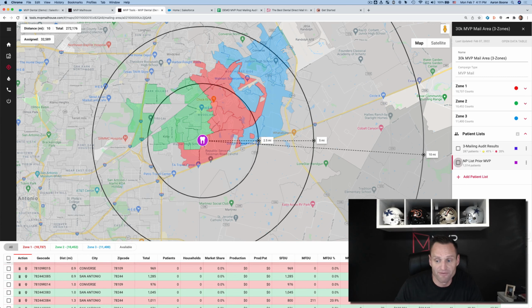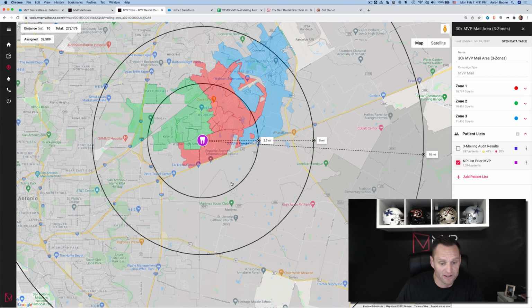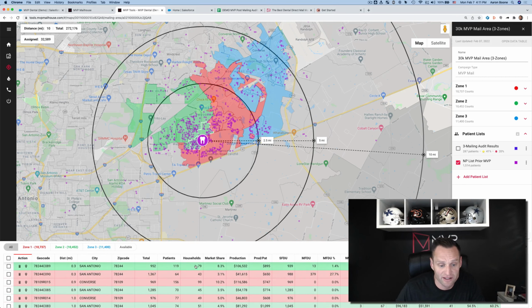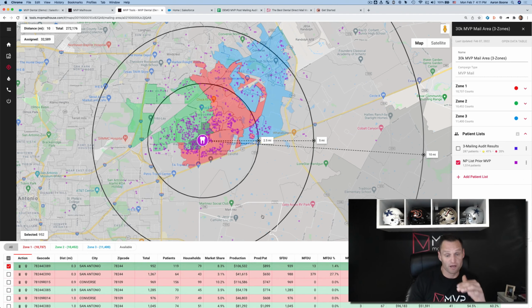So for example, if I have your heat map here, I can literally tell this office exactly where their highest market share is. They have 79 households, 119 patients in that little zone right there, $106,000 in production. So I've built some really cool tools that help you actually dive into this, where I can literally mail to just your highest producing neighborhood, okay?